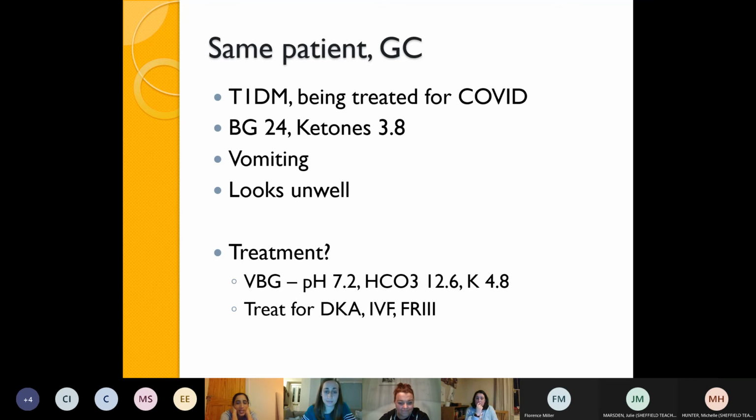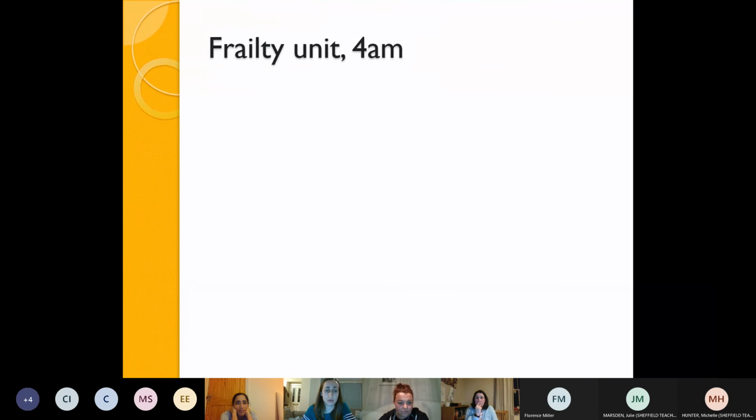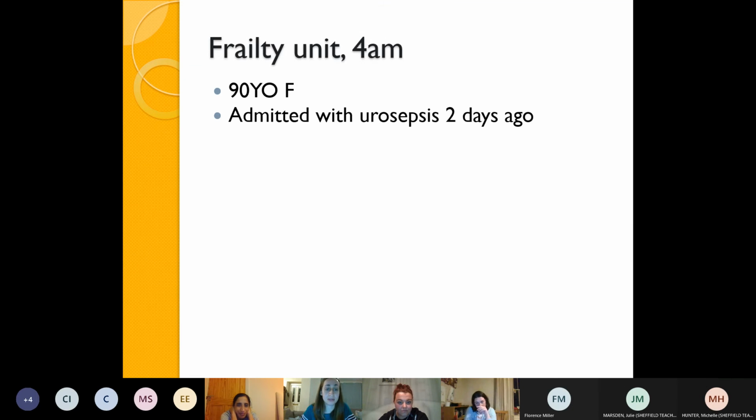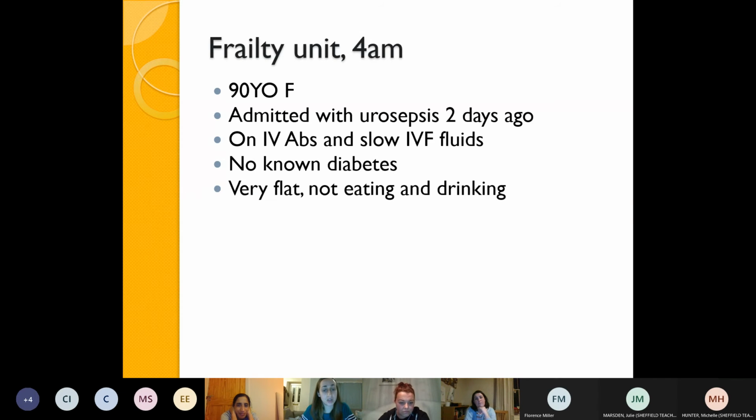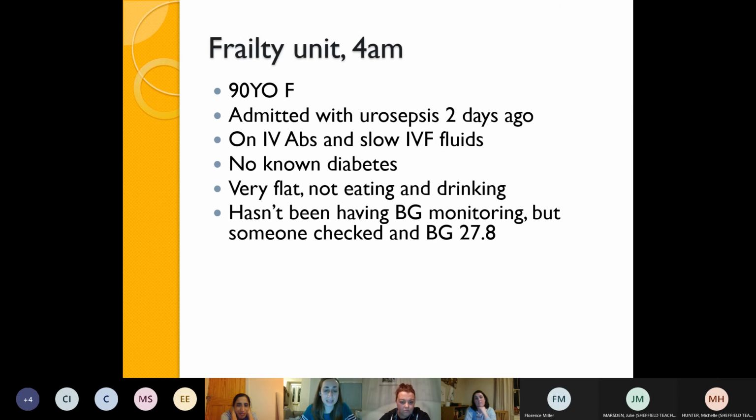All right, and I think I've got one more. So, frailty unit, 4 AM. A 90-year-old lady who was admitted with urosepsis 2 days ago, on IV antibiotics and slow IV fluids. She's not known to have diabetes, but she's very flat. Because she's so flat, which is probably because she's got urosepsis, someone thought better check that she's not having a hypo. And the blood glucose is 27.8.